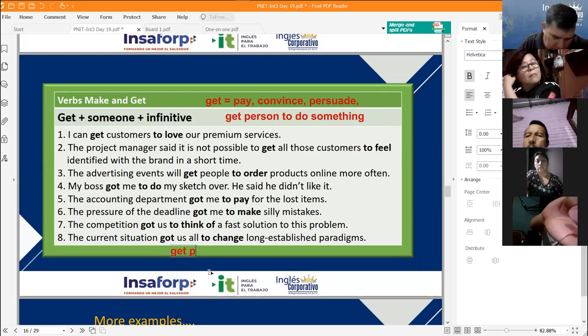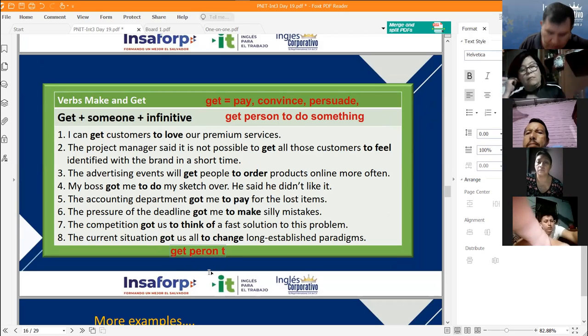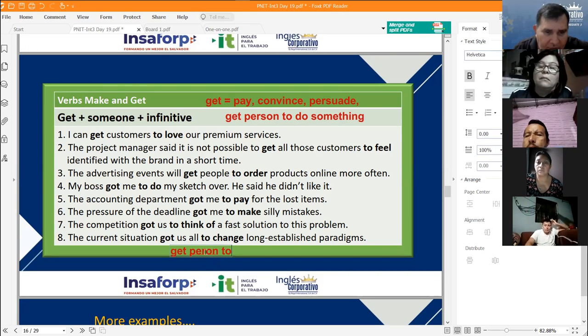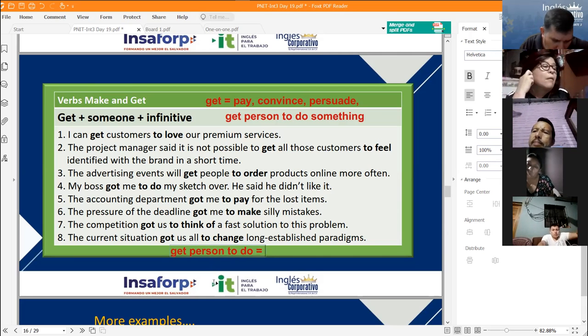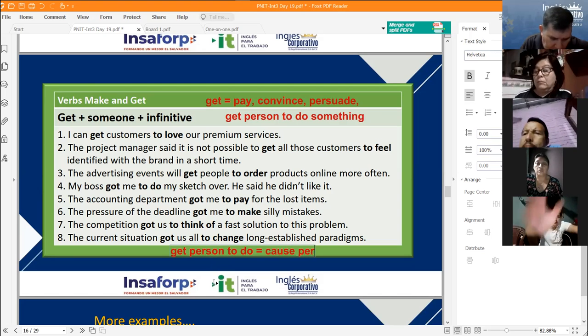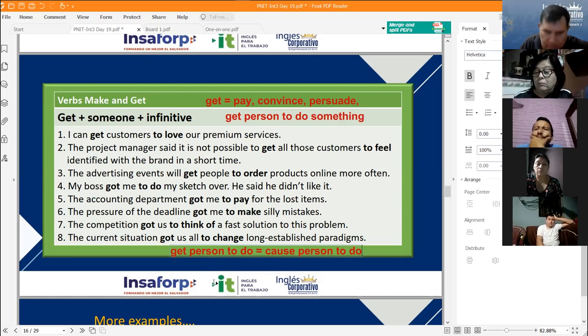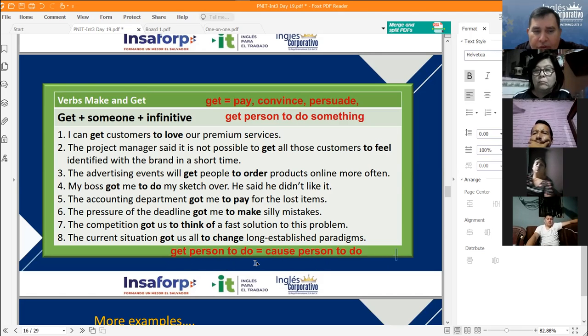Get person to do equals cause person to do. Yes, get person to do means cause person to do. Causar que la persona haga. Right? Cause person to do. Get person to do. Okay?